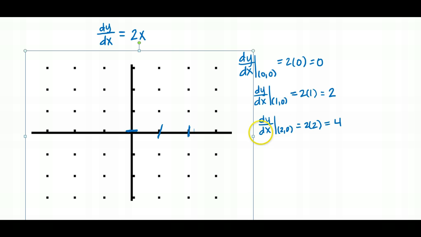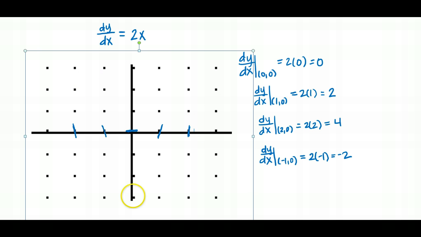So let's go ahead and do another. Let's move on to negative values. So let's try what's going on with dy/dx at the point negative 1, 0. Well, now I'm going to have a slope of negative 2, because I'll have 2 times negative 1, which is negative 2. So over here I have negative 2 as my slope. And so you can imagine if I plug in negative 2, 0, well then I'm going to have negative 4 as a slope.